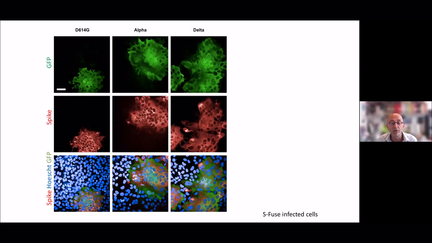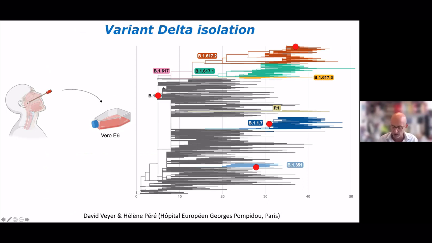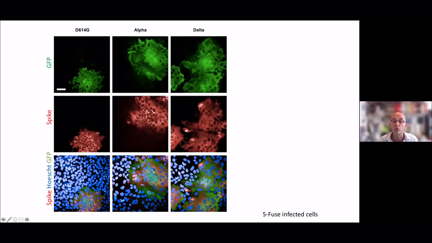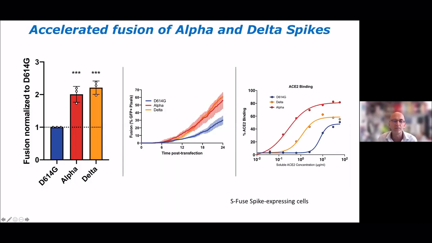So one of the first experiments and observations we made, and that's true also with the alpha variant, is that the syncytia formed upon infection are much larger with the alpha variant, but also with the delta variant. So it seems that those circulating variants of concern increase their replication, or at least their ability to fuse with neighboring cells. And this was mainly due to the spike itself.